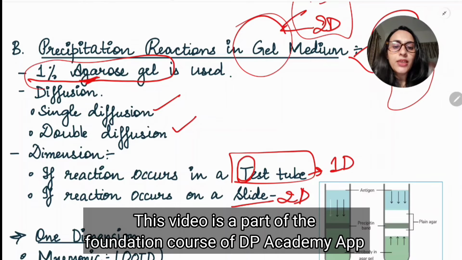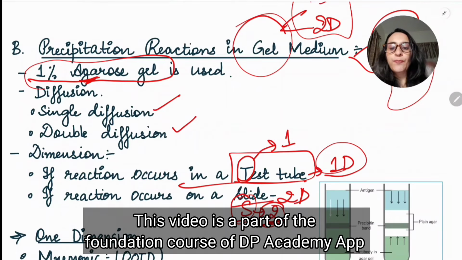So remember, T for test tube resembles the letter 1, and S for slide resembles the number 2. Basically on the slide, you can see in 2 dimensions. This is how you can remember. Or another way to remember is S resembles 2, so S is the 2 dimension. If the reaction is done on a slide, it is 2 dimensional. If the reaction is done in a test tube, then it is known as 1 dimension. Now the topic of single diffusion and double diffusion.